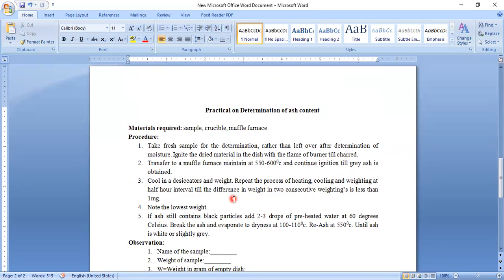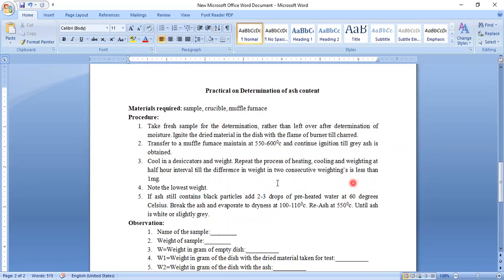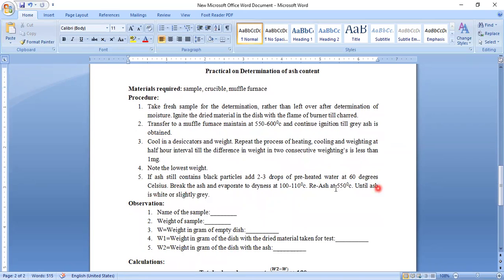Then cool in the desiccator and weigh. Then repeat the process of heating, cooling, and weighing at half-hour intervals till the difference in weight in two consecutive weighings is less than 1 milligram. Then note the lowest weight, and if the ash still contains black particles, add 2 to 3 drops of preheated water at 60 degrees Celsius, break the ash and evaporate to dryness at 100 to 110 degrees Celsius. Then reash at 550 degrees Celsius until your ash is white or slightly gray in color.